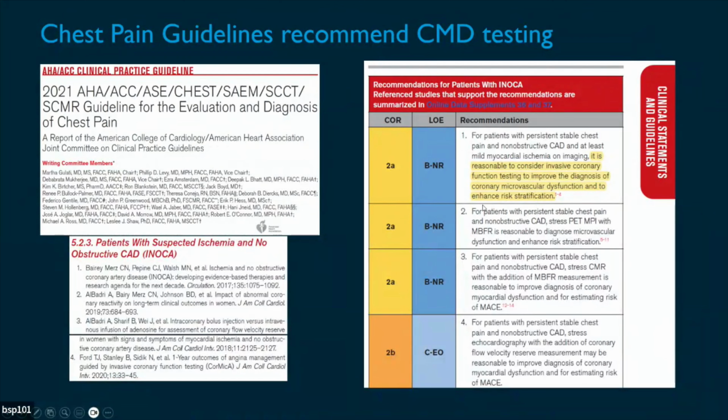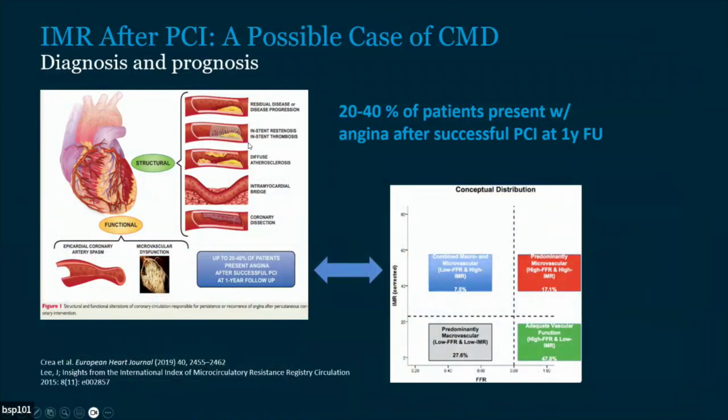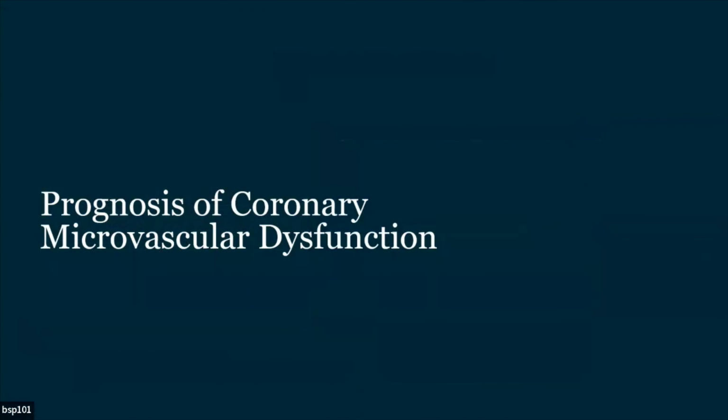In the United States, this is from 2021. It's still a class 2 recommendation, but these guidelines need to be updated. And everyone in our field suspects that once these guidelines are updated, it's going to be a class 1 indication. I'm going to skip this slide, but so what is the importance of doing coronary microvascular dysfunction testing?